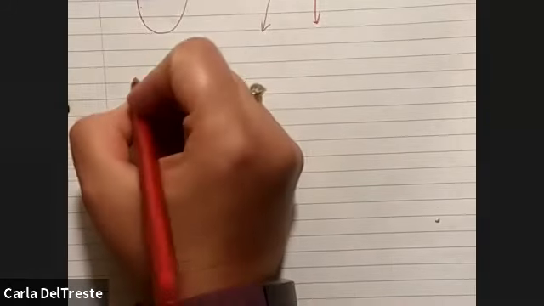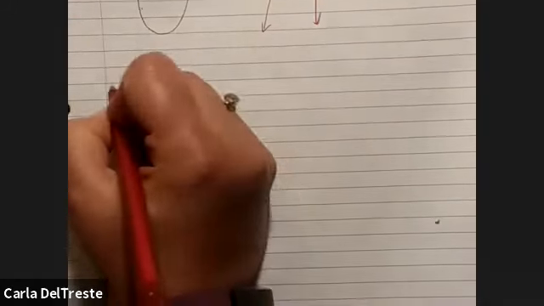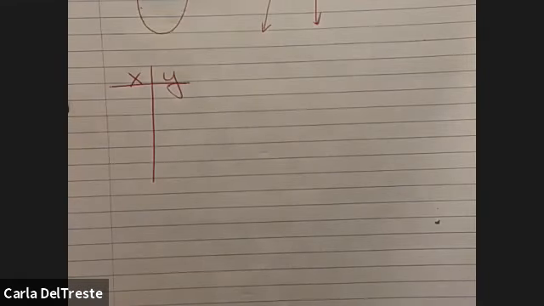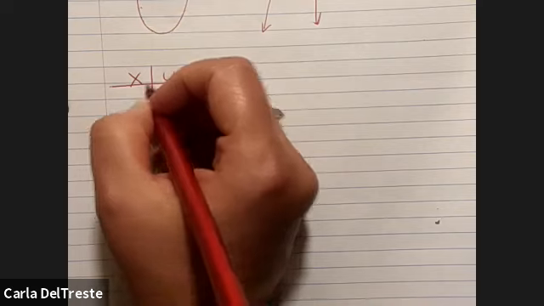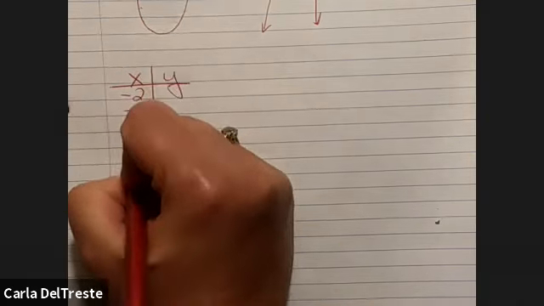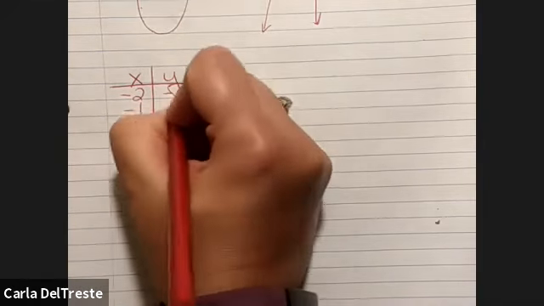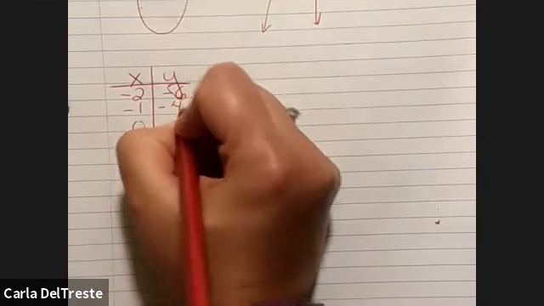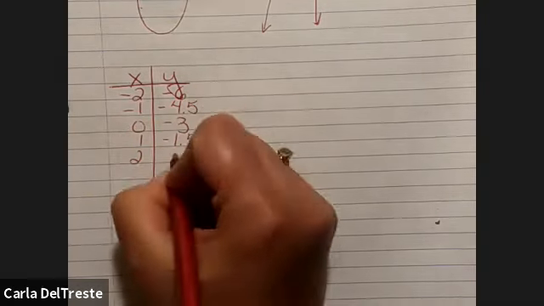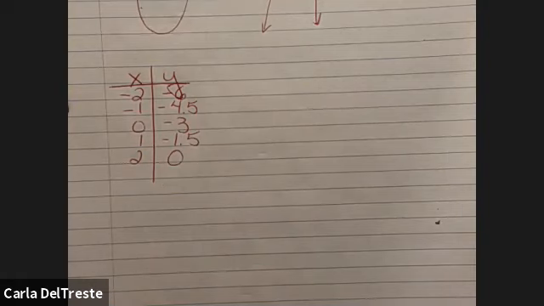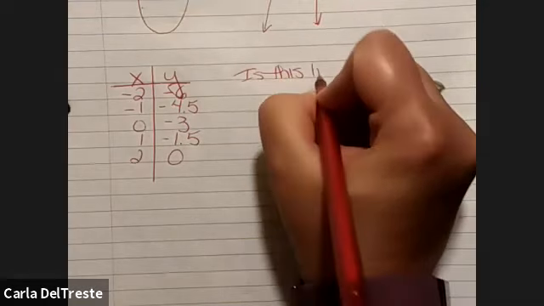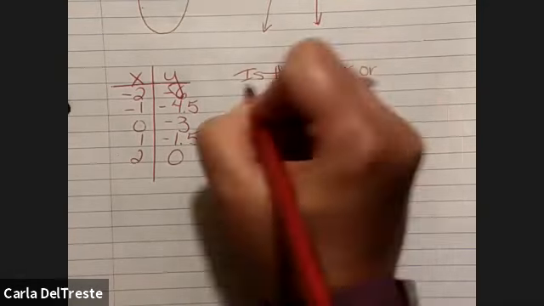So let's focus on just some examples so that we can see. We have our x and our y, and let's say that the pattern looks like this: -2, -1, 0, 1, 2. And we have -6, -4.5, -3, -1.5, 0. And we're being asked, is this linear or exponential?